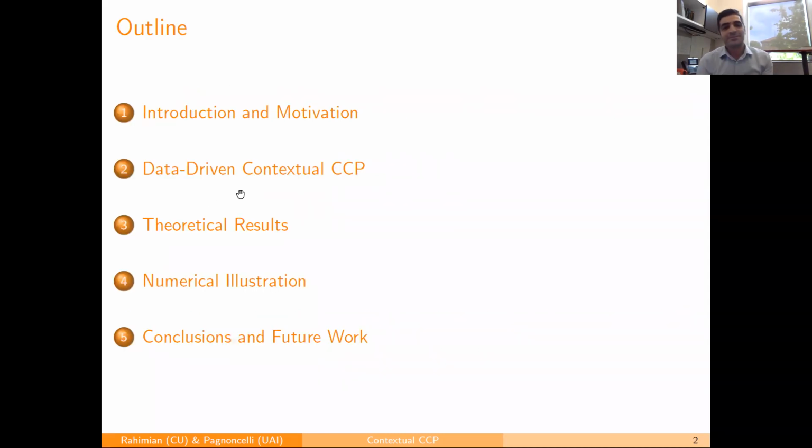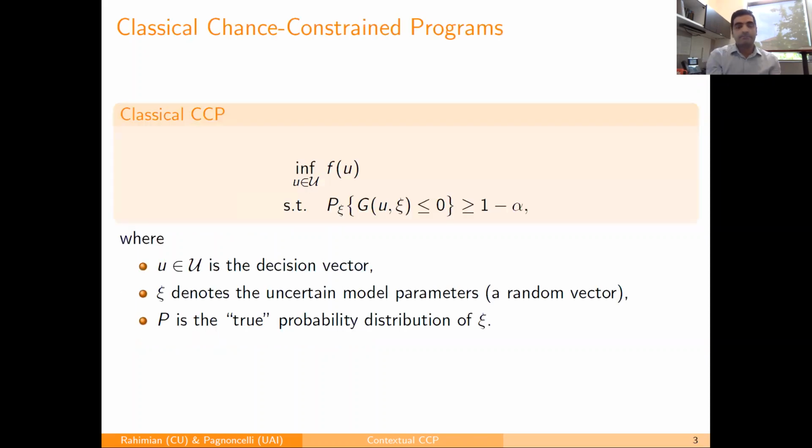All right, so I'm going to spend a little bit of time to explain the title of the work, chance-constraint programming and contextual chance-constraint programming. I'm going to formally introduce the framework. I'm going to present some theoretical and numerical results, and finally wrap up with some conclusions and paths for future work. Let me start by introducing classical chance-constraint programming.